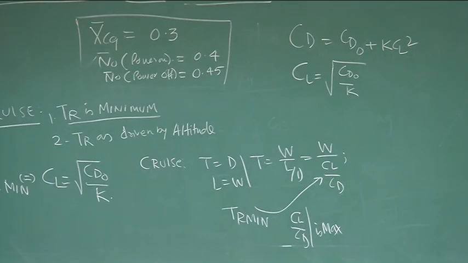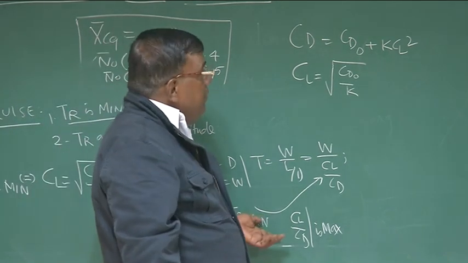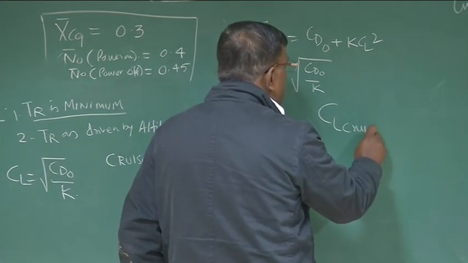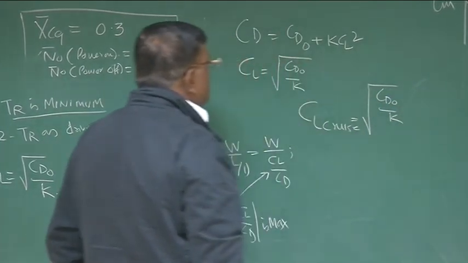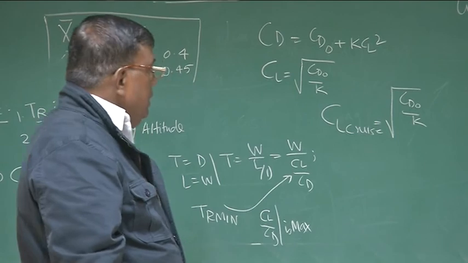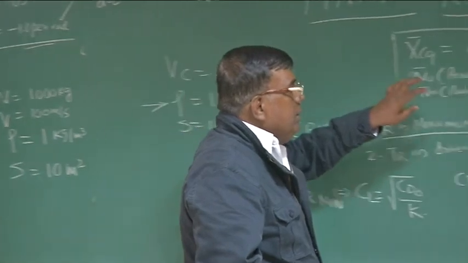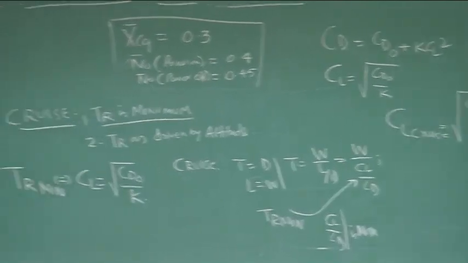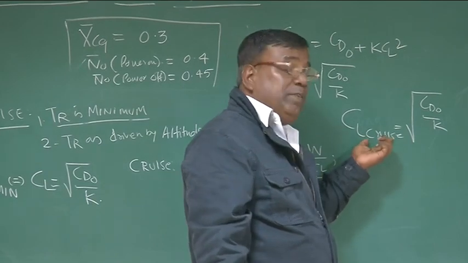Okay, so now if I want to trim the airplane in a cruise so that thrust required is minimum, it tells me the CL cruise should be given by root of CD naught by K. Now there will be a conflict if we prescribe what is the speed and we are telling what is the CL cruise. Now see, that's why I have formulated this problem. The moment I have to fly at thrust required minimum, the CL cruise is fixed.